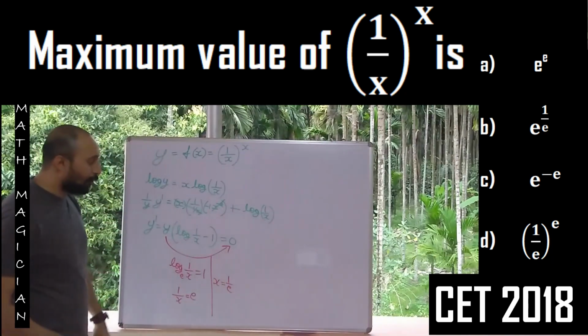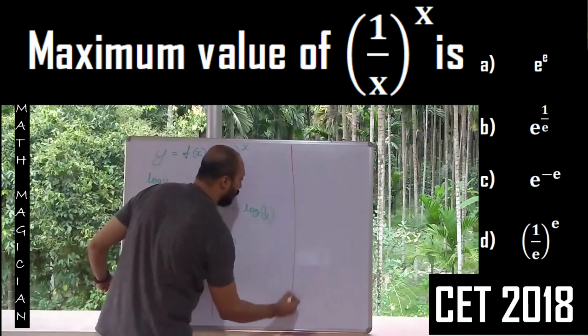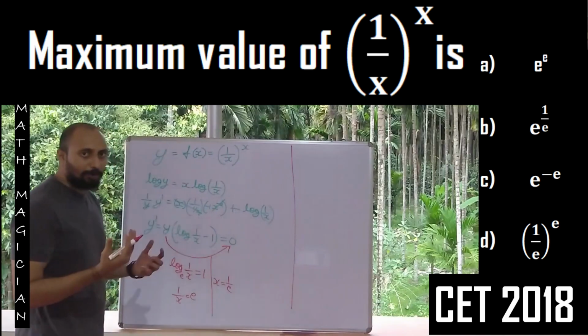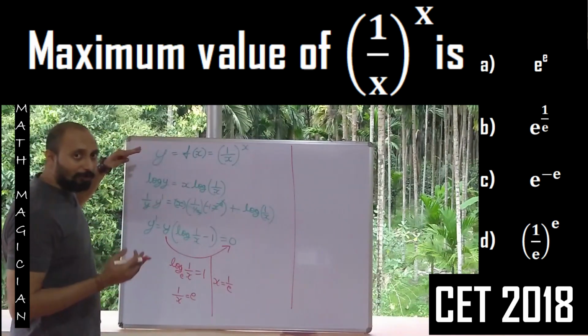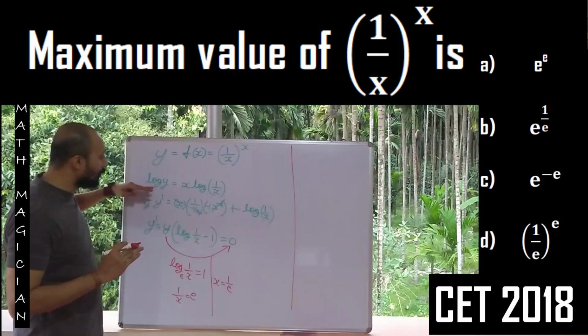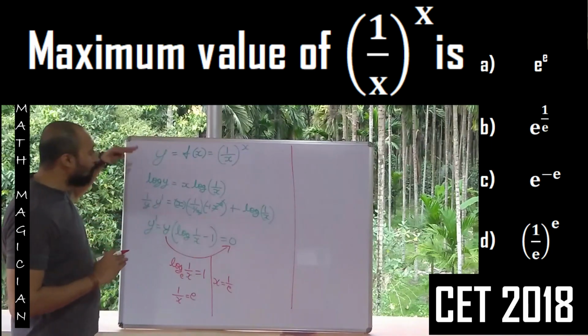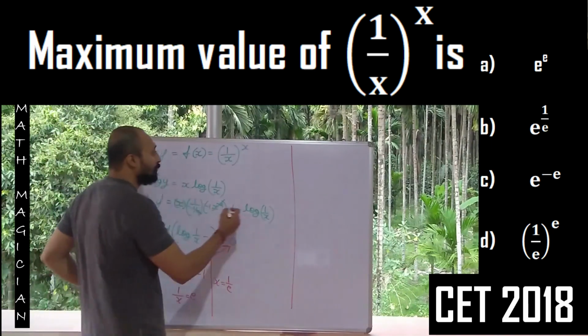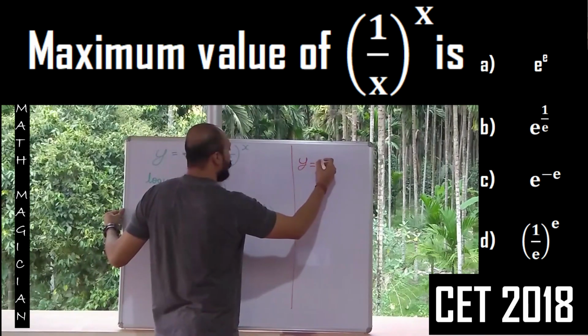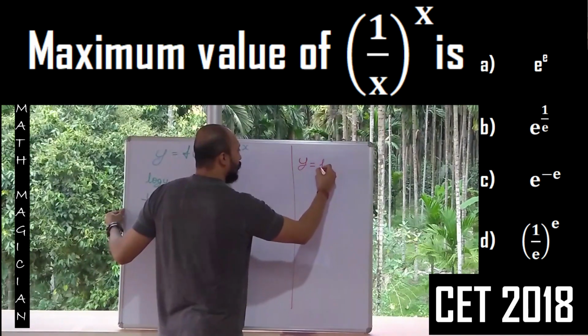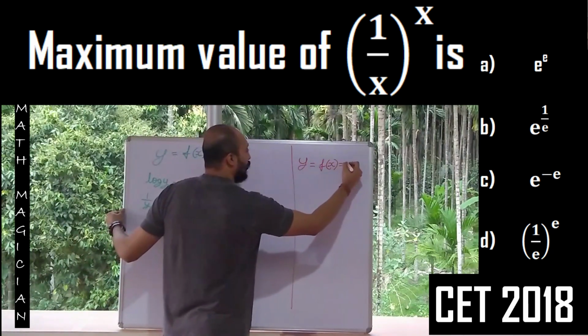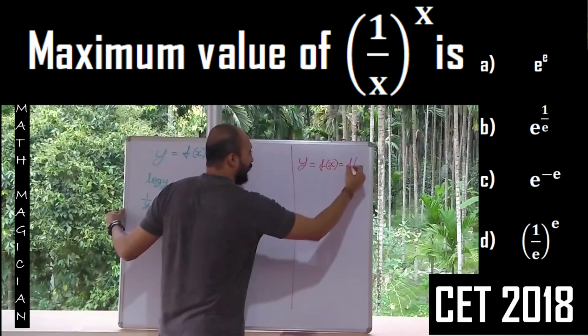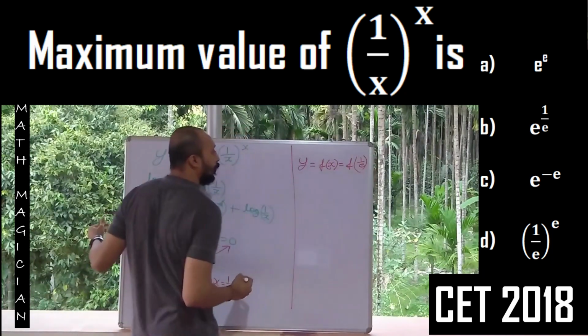Once I get the value of x, I have to substitute in the f of x. I have to substitute here. Hope you remember, it is maximum value, not increasing, decreasing. So not about the y dash, not about the slope, about the value here. So what comes here is y is equal to f of x is equal to f of 1 by e. I have to take f of 1 by e.